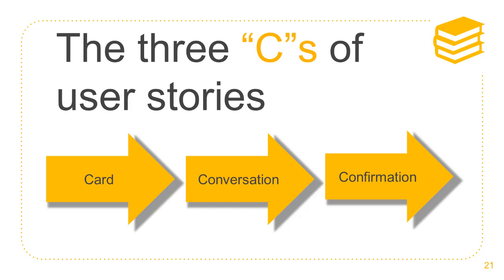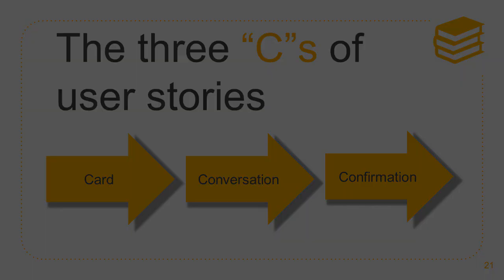The 3 C's of user stories. The 3 C's of user stories is a quick way of remembering the way in which user stories unlock their full potential. Ron Jeffries, one of the founders of the extreme programming movement, first suggested the 3 C's model. The 3 C's stand for card, conversation, and confirmation.